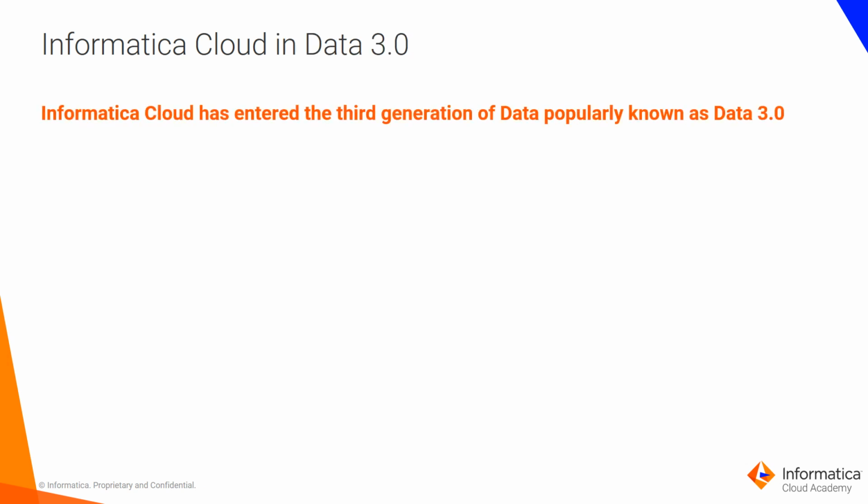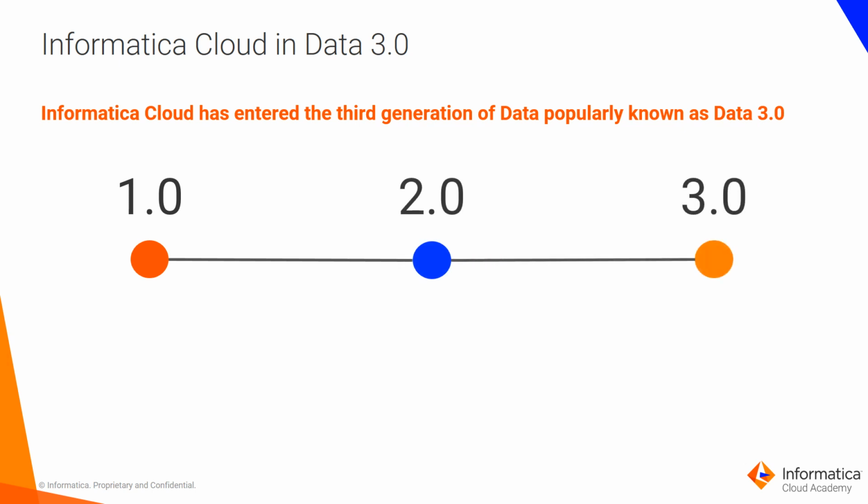Informatica Cloud has entered the third generation of data, popularly known as Data 3.0. Before understanding what is Data 3.0, let us first discuss what are the various generations or levels of data developed with time. There are 3 generations of data: Data 1.0, Data 2.0, and Data 3.0. Data 1.0 was the use of data for specific business applications, like for payroll automation, or for airline reservations or retail transactions.